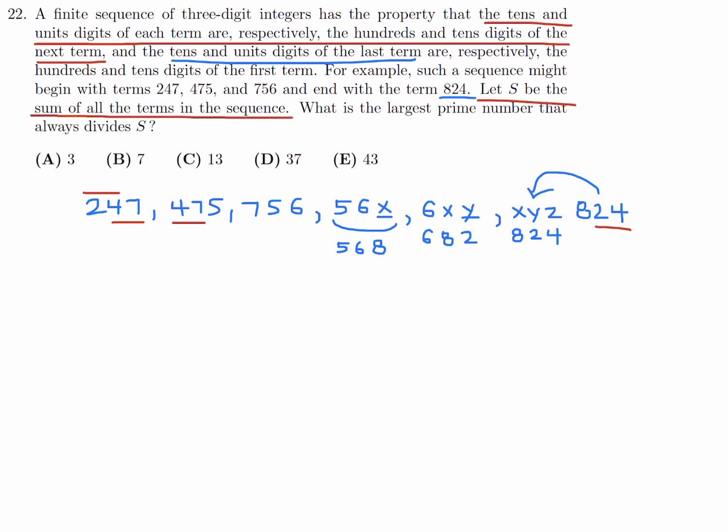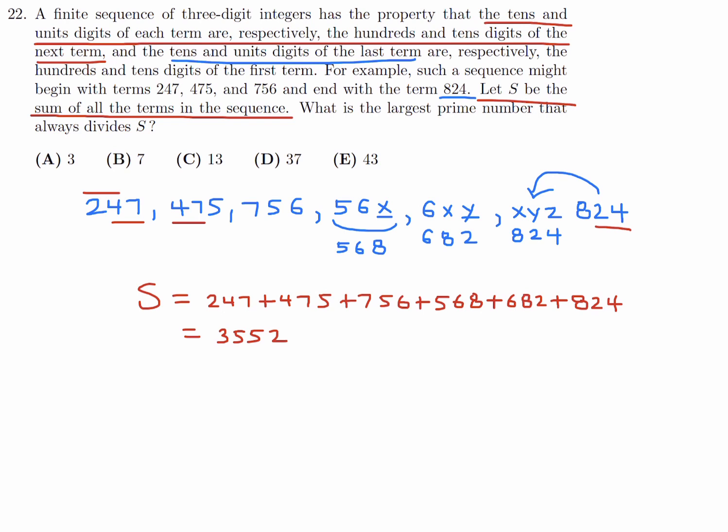We have to get S, which is the sum. So S is basically the sum of all these guys, 247 plus 475 and so on. And that sum is equal to 3552. So let's see. Does it divide any of these guys? Does it divide 3? And the answer is yes, it does. Does it divide 7? No. Does it divide 13? No. Does it divide 37? Yes. And does it divide 43? No. All right, so I've narrowed it down to 3 and 37. And of those, the largest is 37.